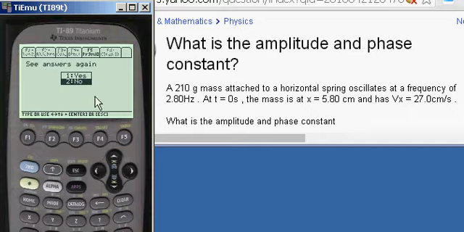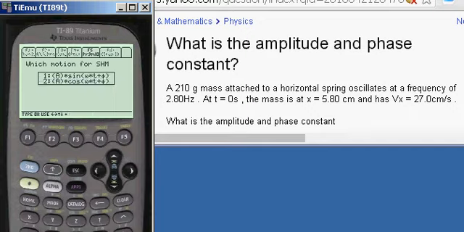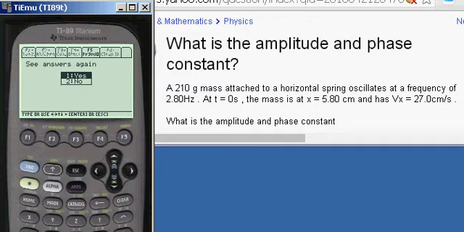Now we can go back and we can look through the answers again if we want. Sometimes it's helpful to do that. I'm going to do it quickly here. And then we can press number 2 and go back and do a new problem or whatever for your test or homework.